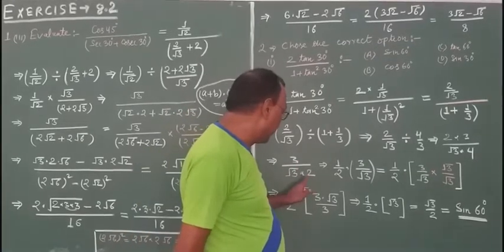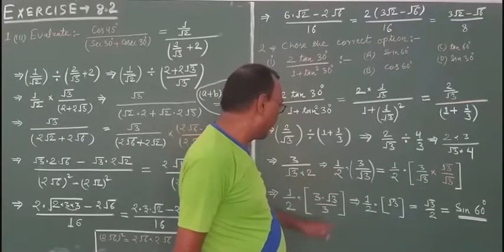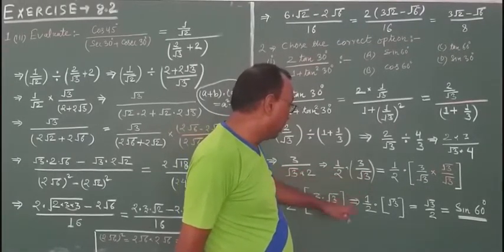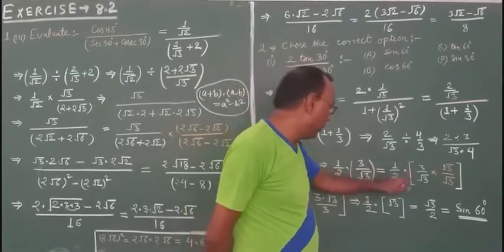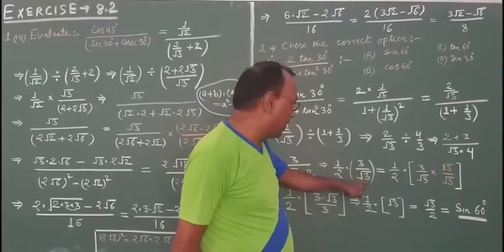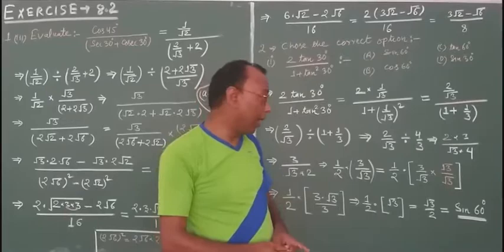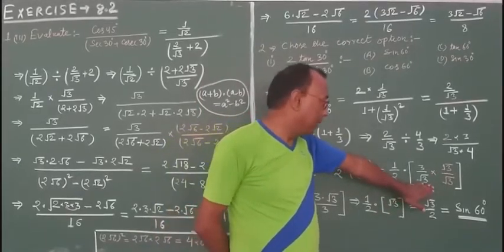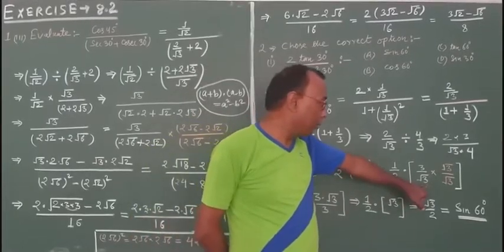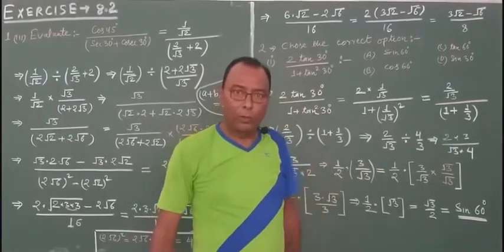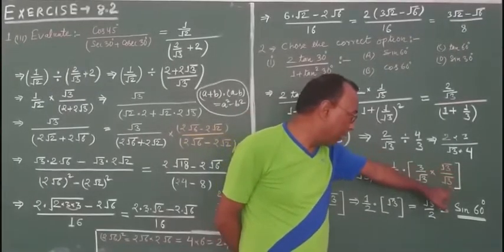Now we are writing this like this: 1 upon 2 we have taken outside. So what will be left here? 3 upon under root 3. Now 1 upon 2 into this 3 upon under root 3. Again we are rationalizing. For that we will multiply with the rationalizing factor of under root 3. What is the rationalizing factor of under root 3? That is under root 3 itself. So multiplying with under root 3 in the numerator and the denominator.